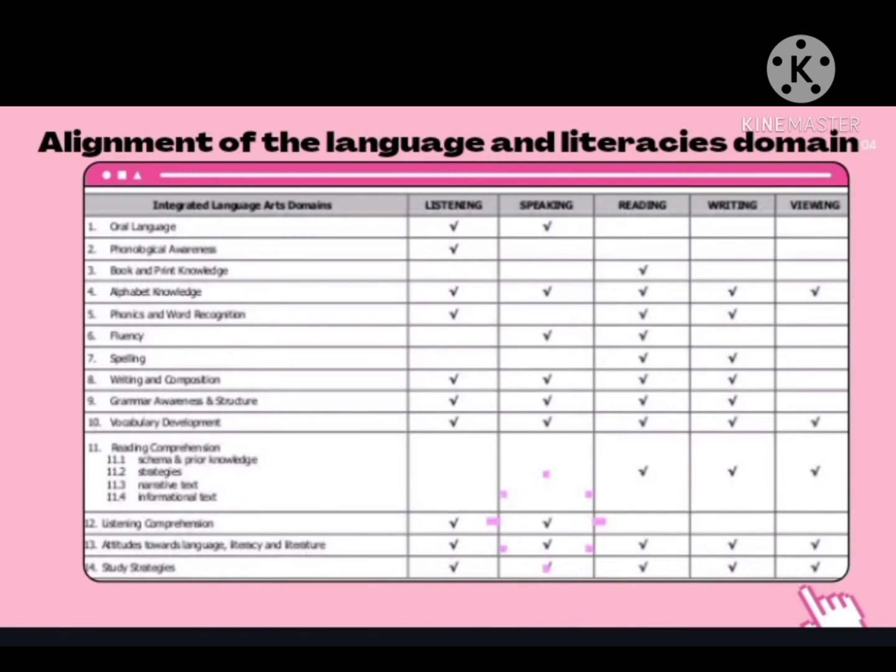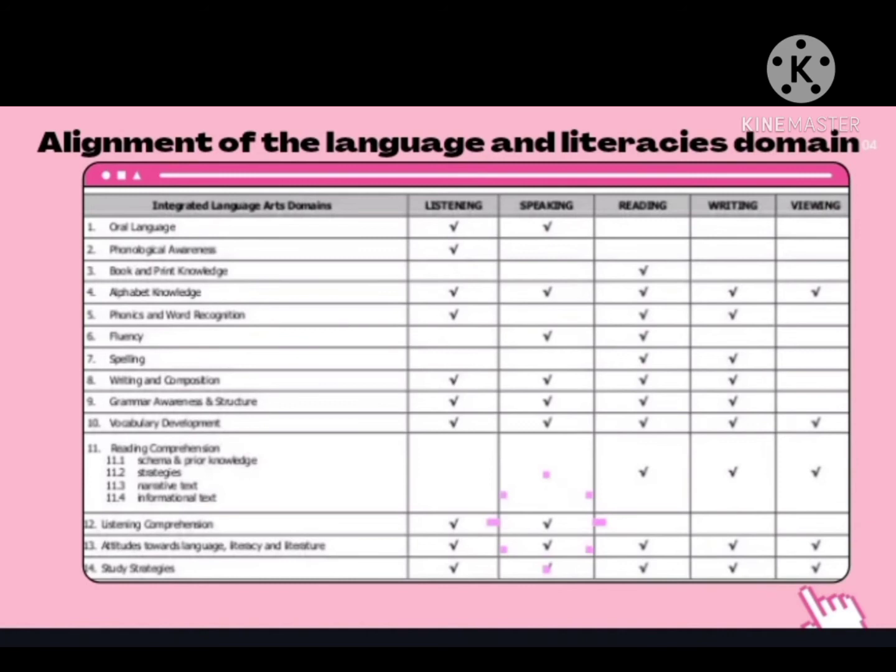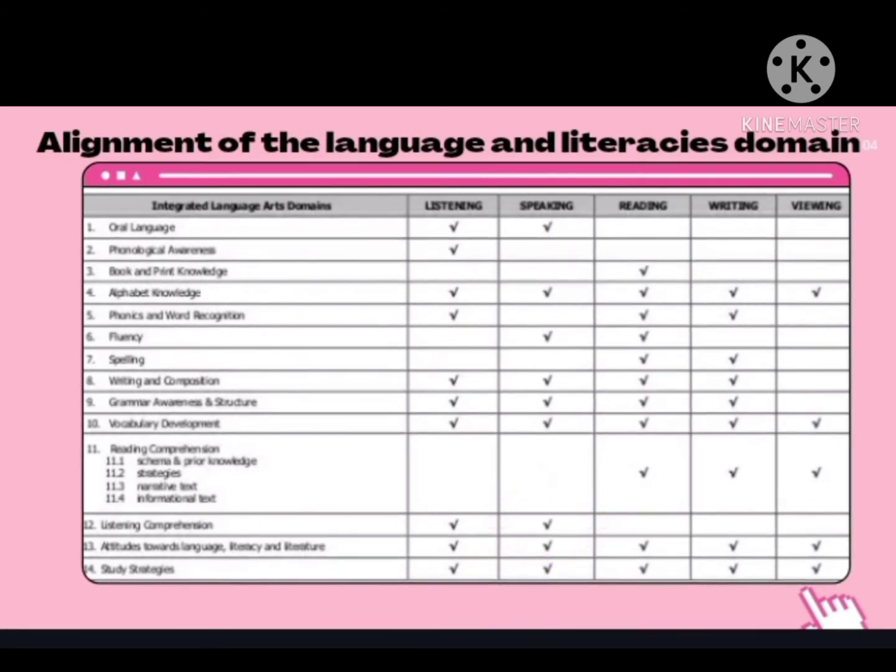So the oral language belongs to the domain listening and speaking. Phonological awareness belongs to listening. Book and print knowledge belong to reading. Alphabet knowledge belongs to listening, speaking, reading, writing, and viewing. Phonics and word recognition belong to listening, reading, and writing. Fluency belongs to speaking and reading.